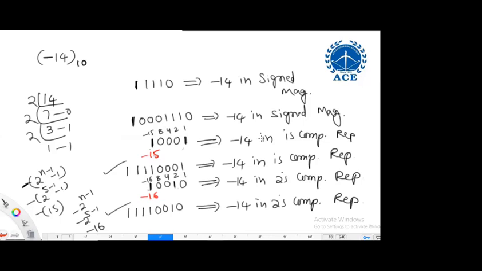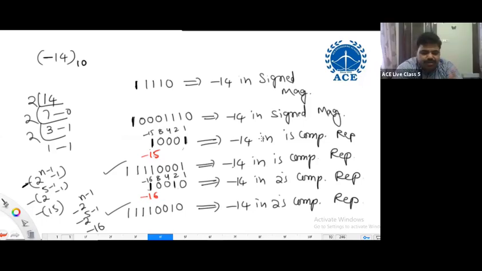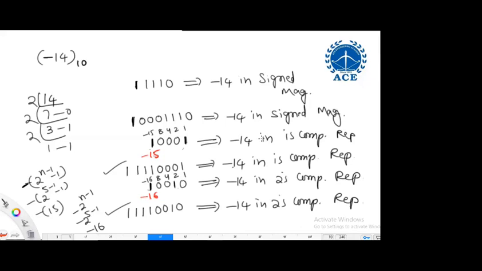Okay, sir. Because it is easy to represent a positive number, we are going with that. What is it here? 0 MSB, magnitude we are representing. That is a positive number. If I want to get a negative number, then take 1's complement and 2's complement. Okay, sir. Thank you.